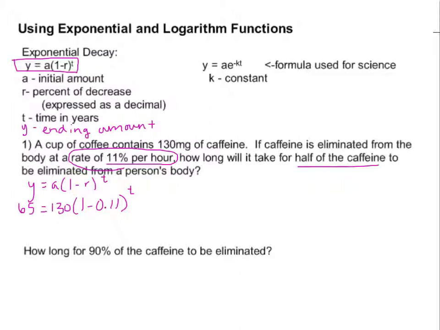To solve this, we're going to try to get our value raised to the t power alone. So we're going to divide both sides by 130. Well, 65 divided by 130 is 1 half. 1 minus 0.11 is 0.89 to the t. And now this is a matter of just solving using either logarithms or natural logarithms. It doesn't matter which one you use. So I'll take the natural logarithm of each side.